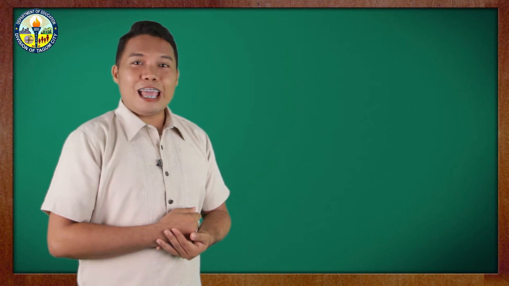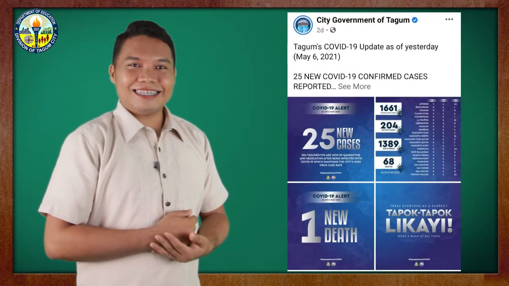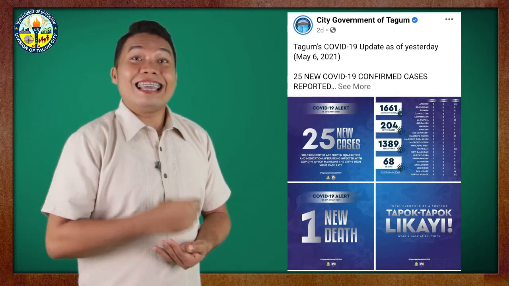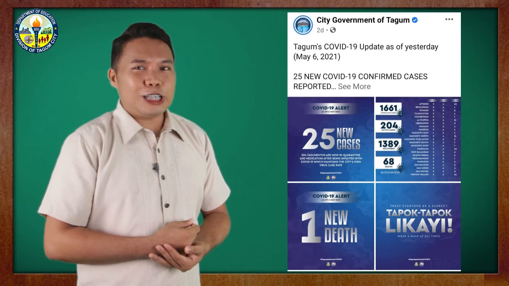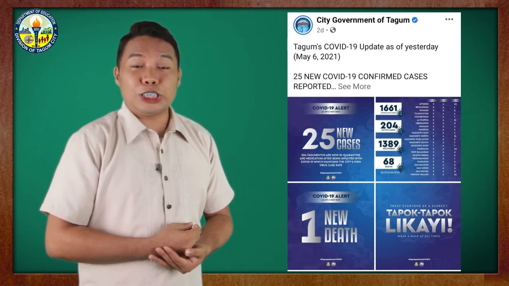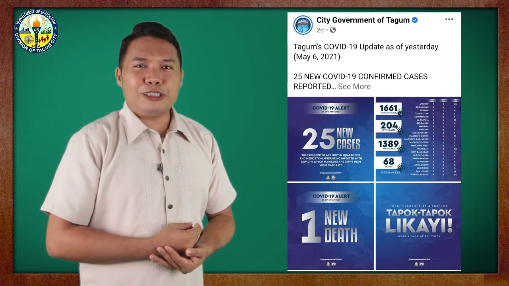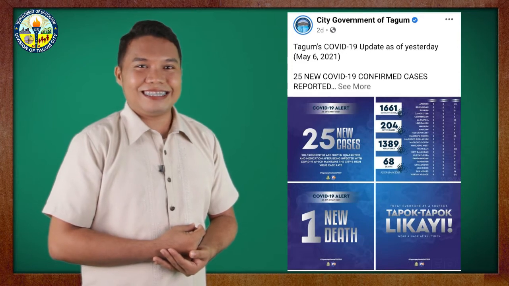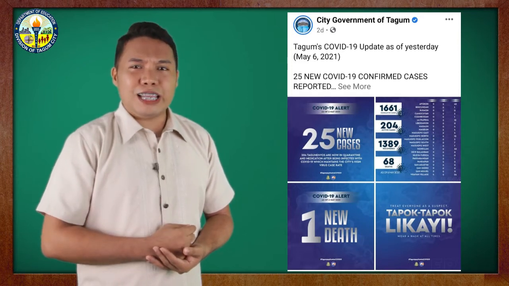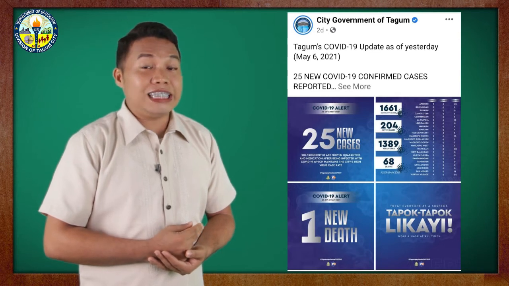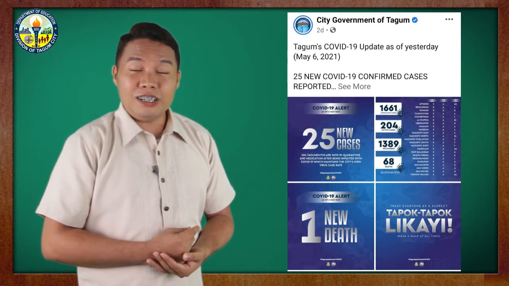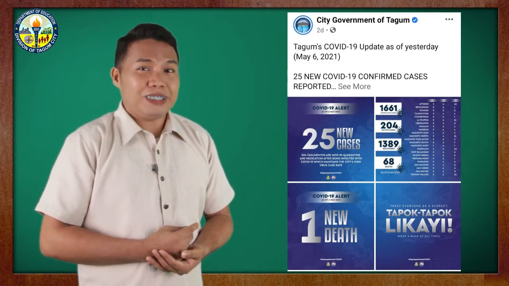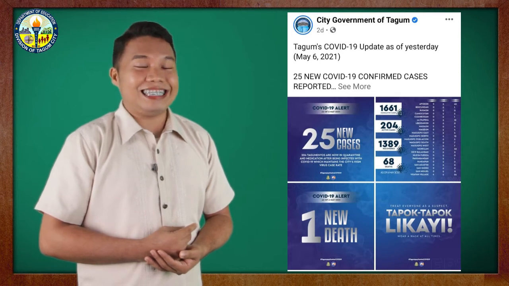Now, I would like everyone to focus on this. What can you say about the picture? Yes, you're right. The picture shows Tagum City's data about the suspected, probable, and confirmed cases of COVID-19 as of May 6, 2021. What if we are asked to calculate the measure of position of the given set of data? Or, what if we are asked to get the 6th decile of the number of confirmed cases of the 23 barangays in Tagum City?